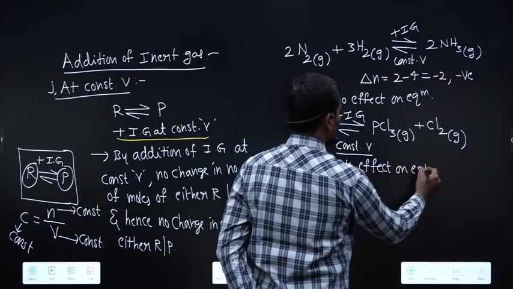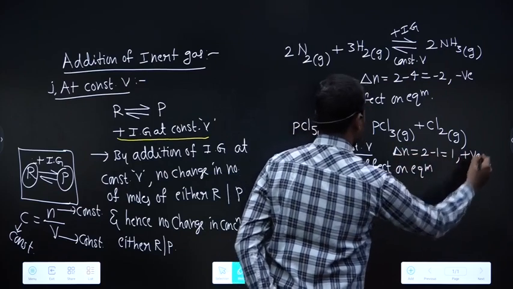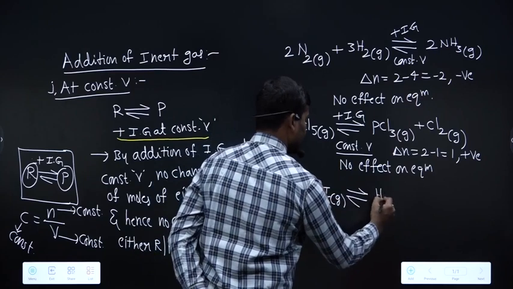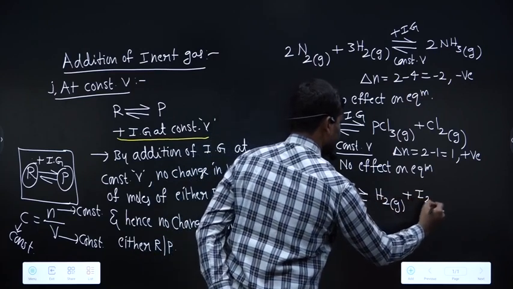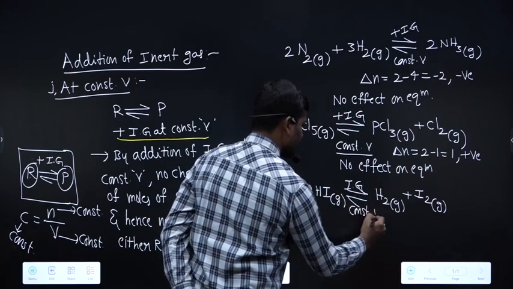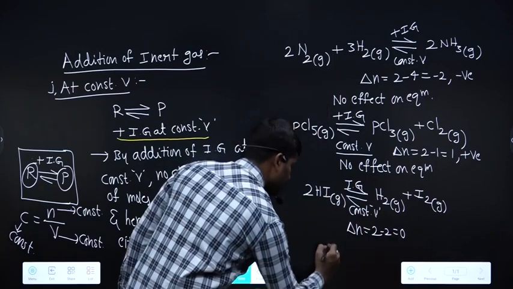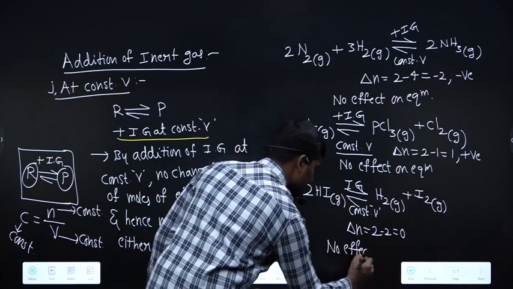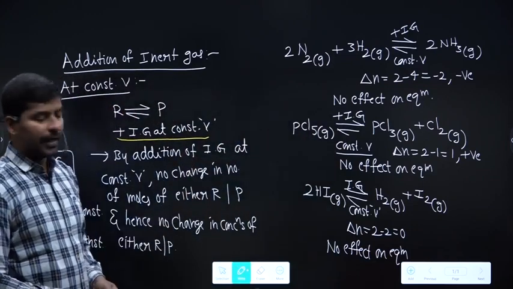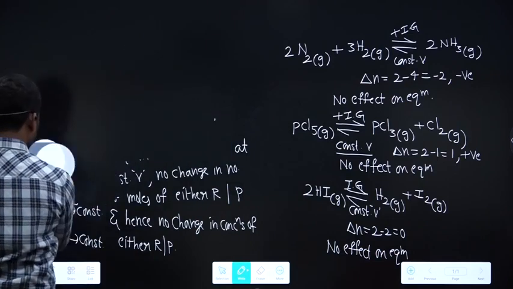What about delta n value? Positive. 2 minus 1, that is 1 positive. If you take decomposition of hydrogen iodide gas, here we are adding inert gas at constant volume. What about delta n for this reaction? 0. Okay, no effect on equilibrium. So whatever may be the type of reaction, if you add inert gas at constant volume, there is no effect on equilibrium.